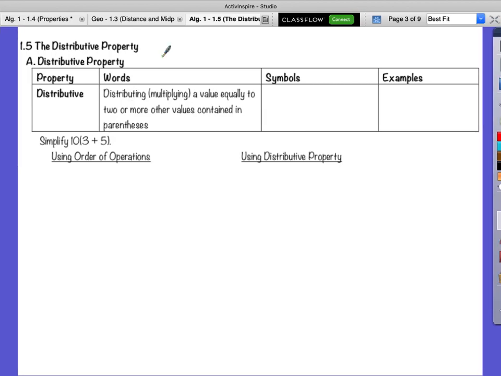Okay, review using the distributive property, and we'll see if we get into the number system today as well. I'm not convinced we will. That's okay.